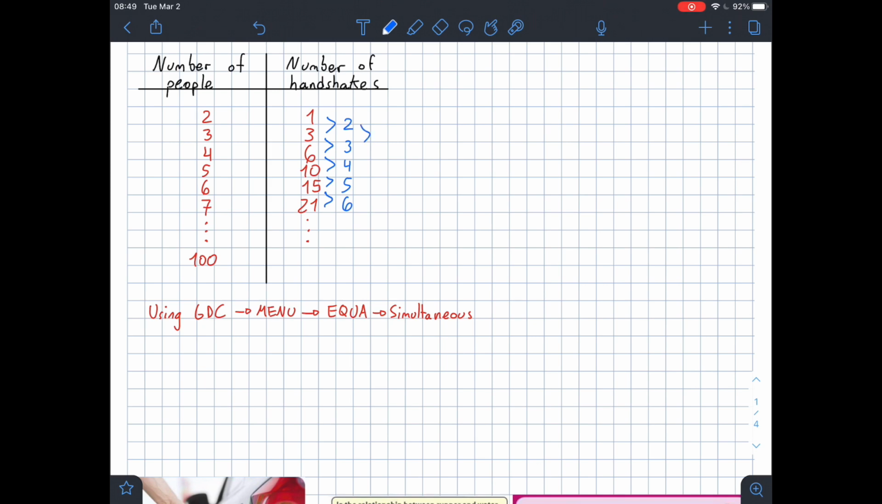You see that if I calculate the difference between these terms again, I'll get 1 here. 4 minus 3, that's 1. 5 minus 4 is 1. And 6 minus 5 is also 1. So you see that here I'm getting a constant difference between the terms.